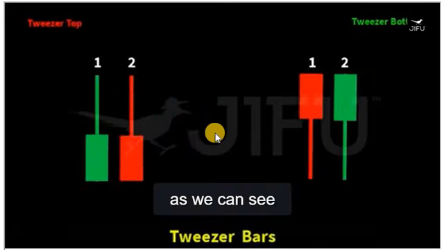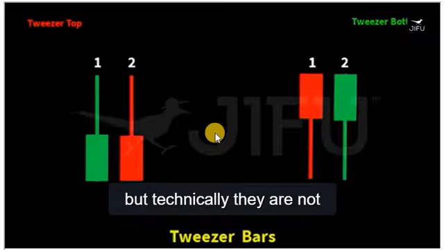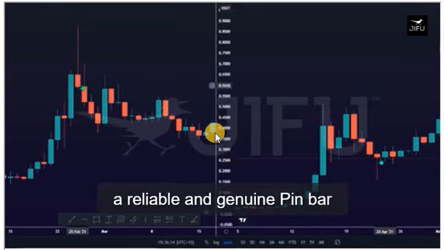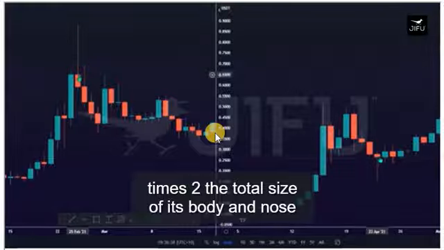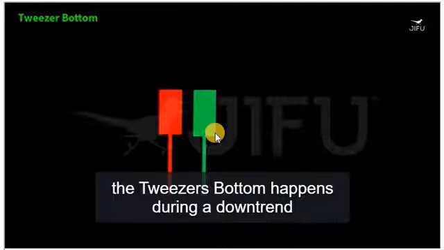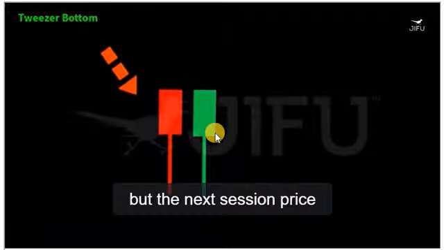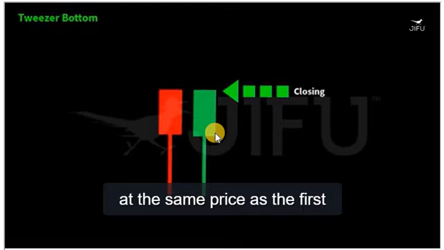As we can see, they almost resemble the pin bar formation, but technically they are not. Remember, a reliable and genuine pin bar must have its tail 2 times the total size of its body and nose. The tweezers bottom happens during a downtrend when sellers push the market lower, but in the next session price closes above or roughly at the same price as the first.